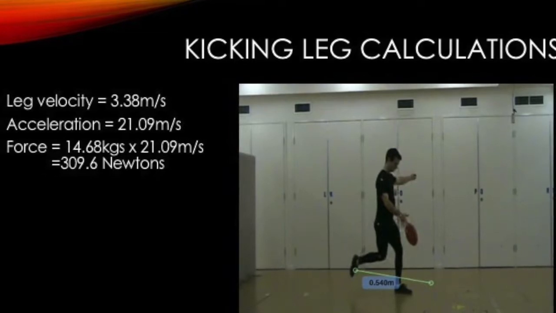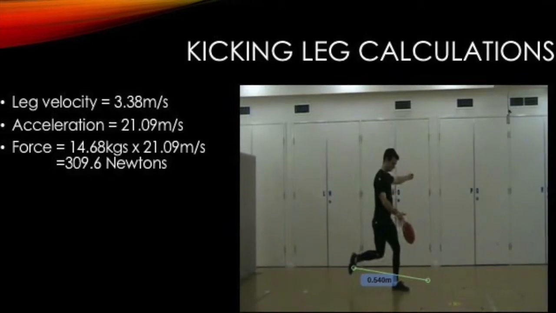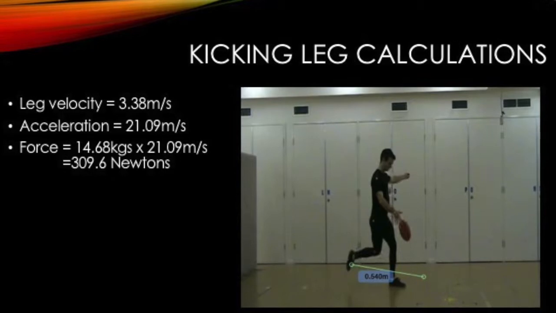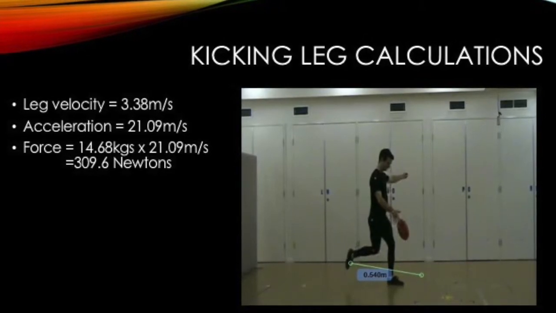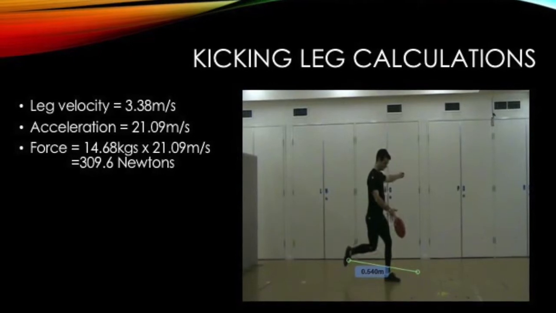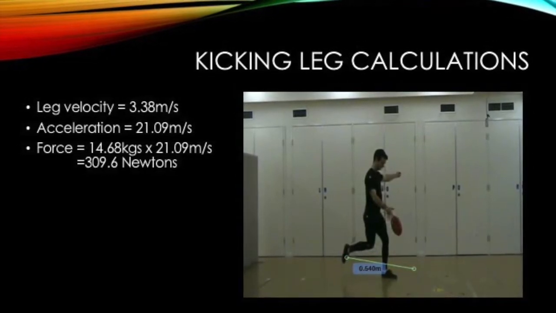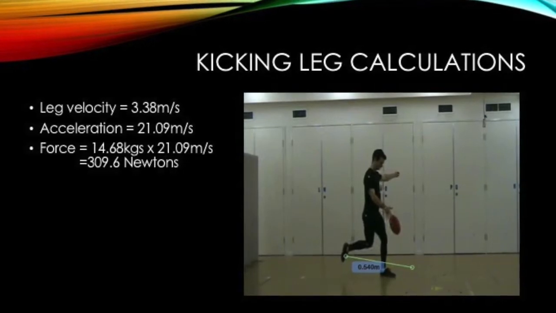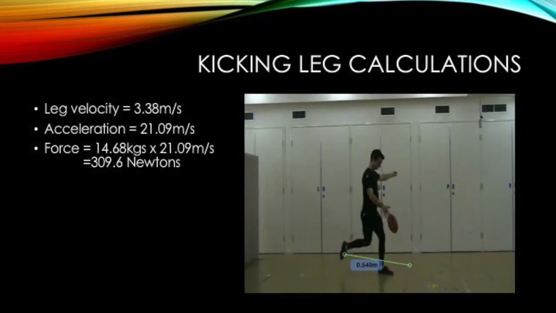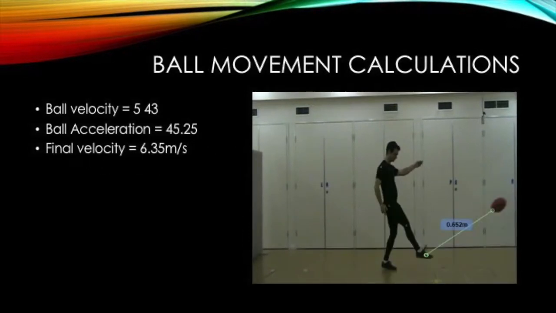Using the distance from the furthest point on the leg swing to the ball and the time that the leg swing takes, we can find out the velocity of the leg, which is 3.38 meters per second. Using this data, we can find out the leg's acceleration, which is 21.09 meters per second. From there, using the athlete's leg mass, we can find out the force that is being produced by the kicking leg, which is 309.6 newtons.